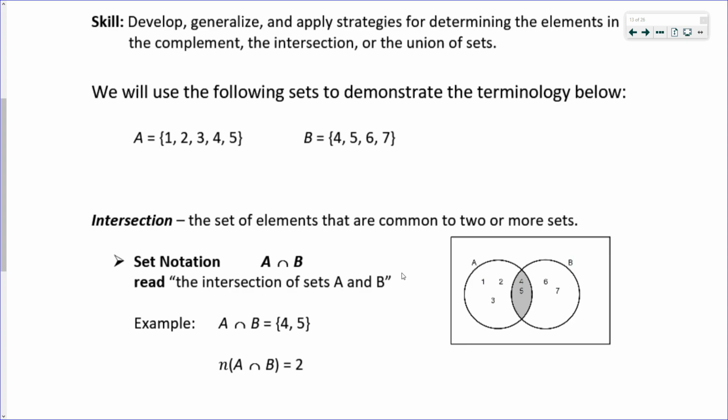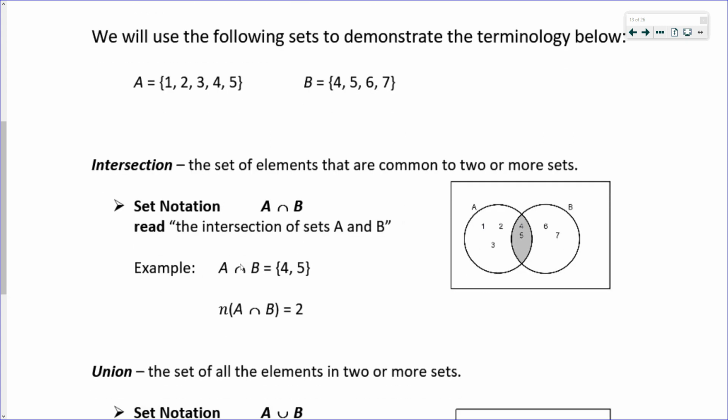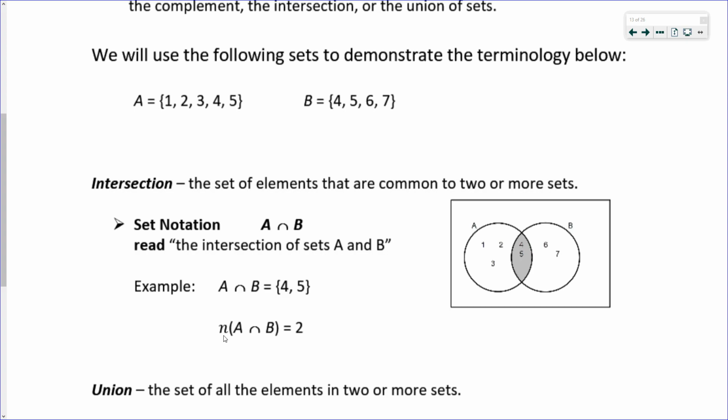We have A, the upside down U, and B, read as the intersection of sets A and B. Sometimes you'll see the word intersection replaced with "and", so this is A and B. The intersection of A and B is the ones that fall into A and also fall into B, which are the numbers 4 and 5, as 4 and 5 are found in both sets. If I put an n out front, that's the number of the intersection of A and B, and there are two things that fall in there.